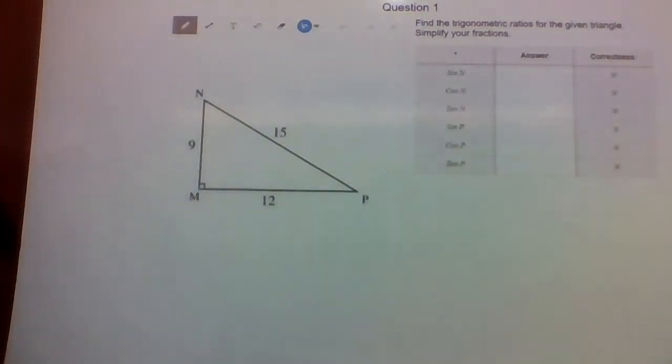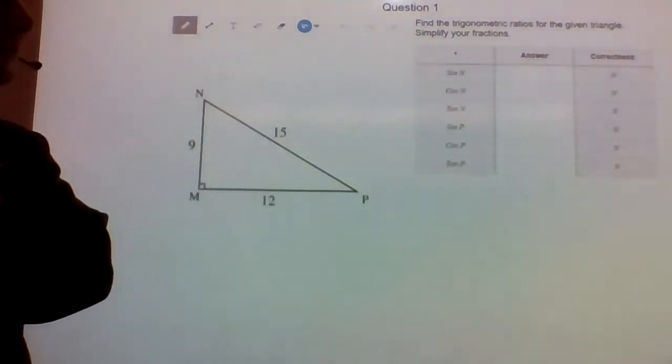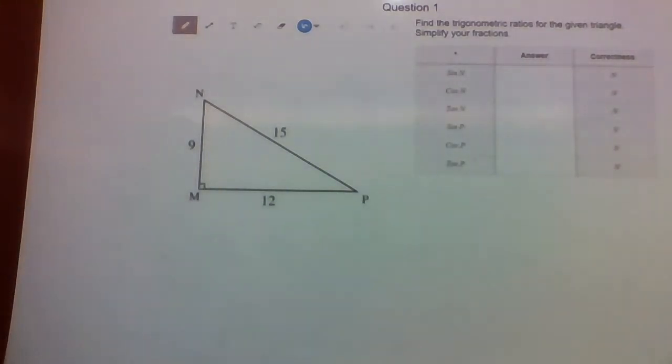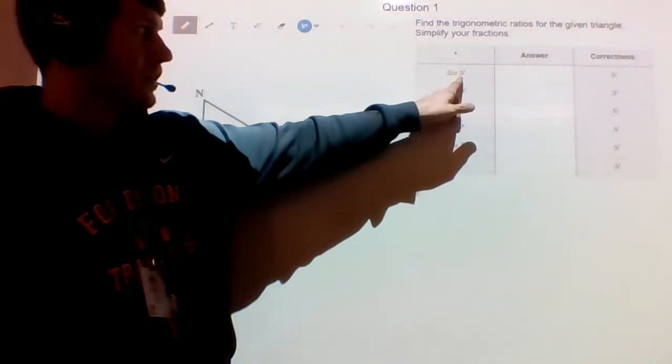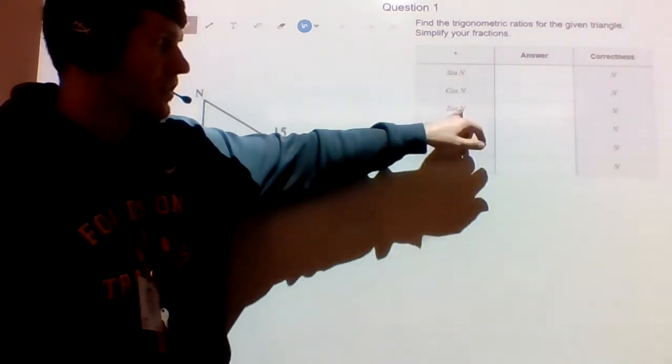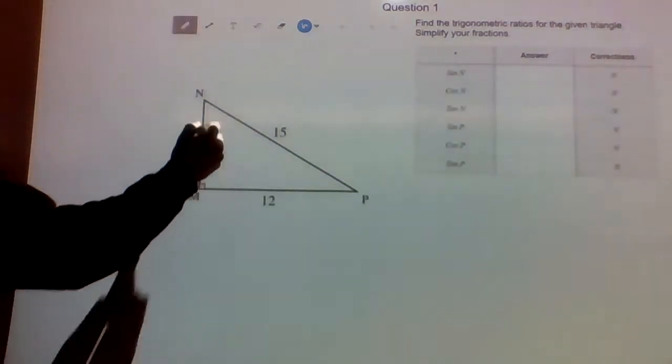Right, the first question on the review here says find the trigonometric ratios for the given triangle and simplify your fractions. So again, we just want to circle the angle, label the sides first. If we notice, we're going to start with n. So we want to know the sine of n, the cosine of n, and the tangent of n.